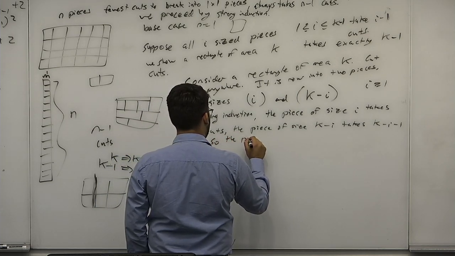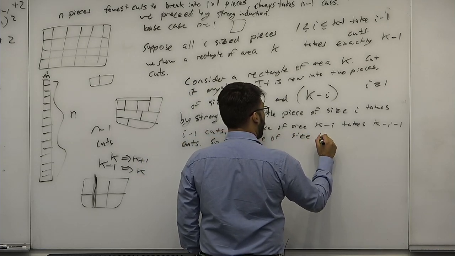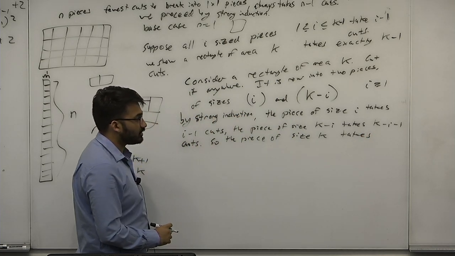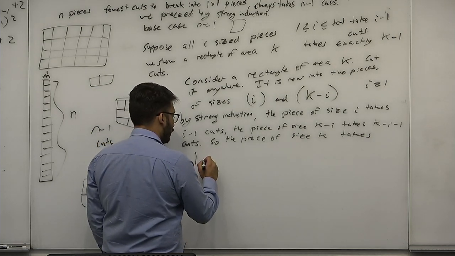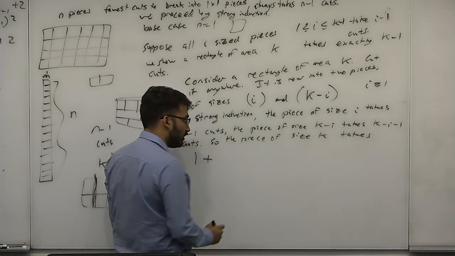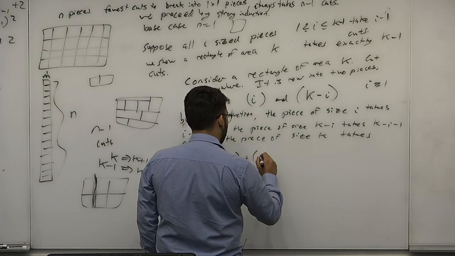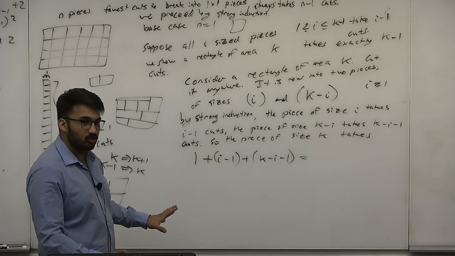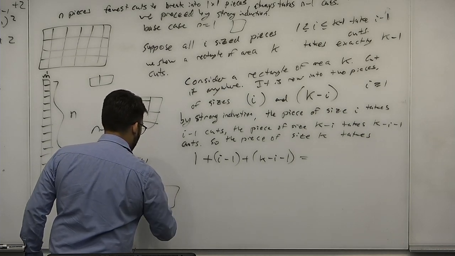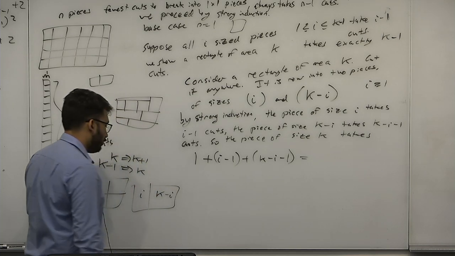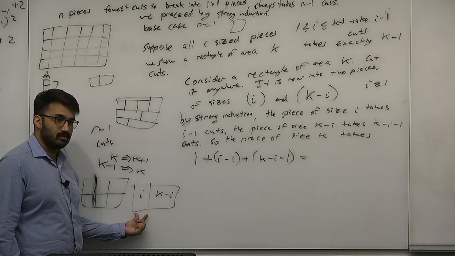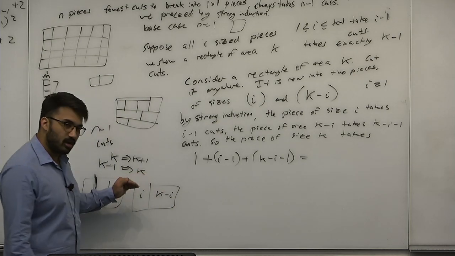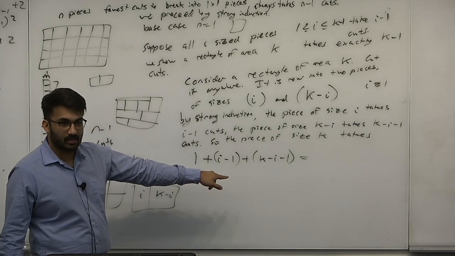So the piece of size k takes, the number of cuts it takes is equal to the first cut to break it into those two pieces, plus the number of cuts to break each of those pieces up all the way down to one piece. You'd make one cut initially to break it up into two pieces. Then you break this one up by the induction hypothesis using i minus 1 cuts. And you break this one up with the induction hypothesis using k minus i minus 1 cuts. So the total number of cuts required is i minus 1 plus k minus i minus 1 plus 1.